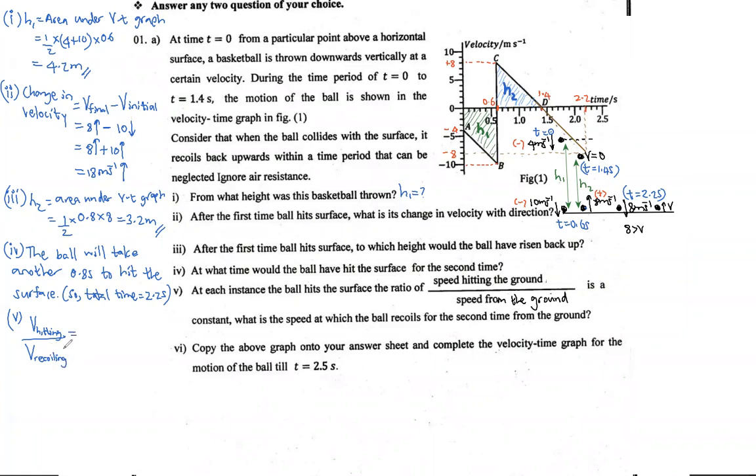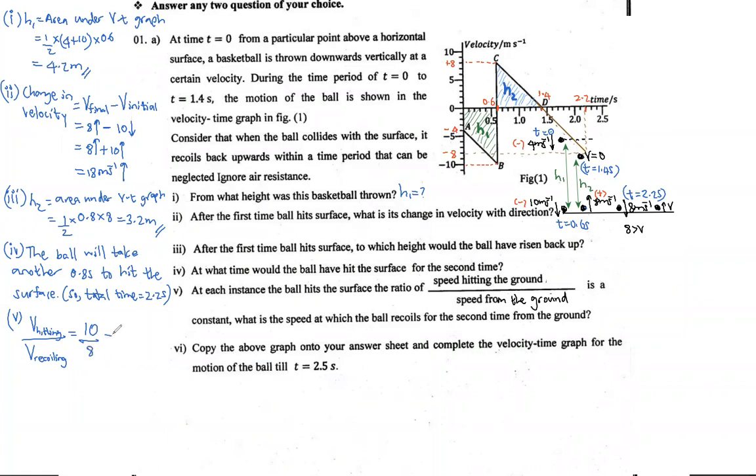Speed at which it hits the ground and speed at which it recoils. So speed at which it hits the ground, how much is that? That is 10. First, for the first time, right? Good, Rishma, correct, good. And speed at which it recoils is 8. That is the first time it bounces.